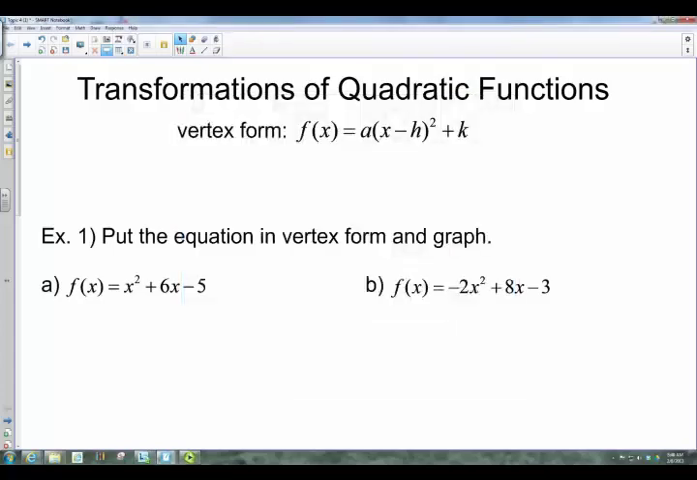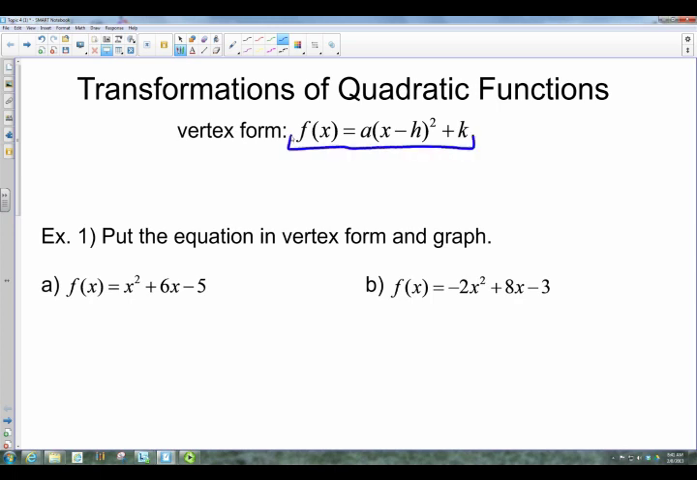Okay, welcome back everyone. In this section today we're going to look at transformations. Transformations are something we've seen before. Remember, those are where you move things left, right, up, down. You dilate things, you reflect things, and it shouldn't be anything new. Okay? What is new is the way that we're going to look at this, and we're going to look at it in what's called vertex form.